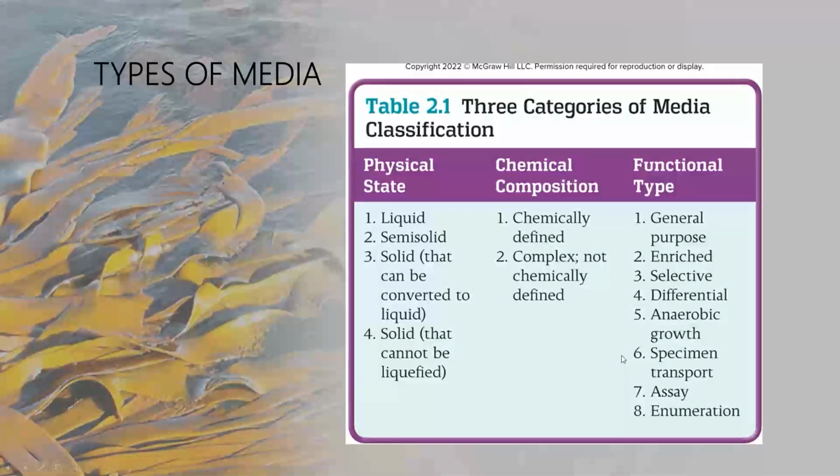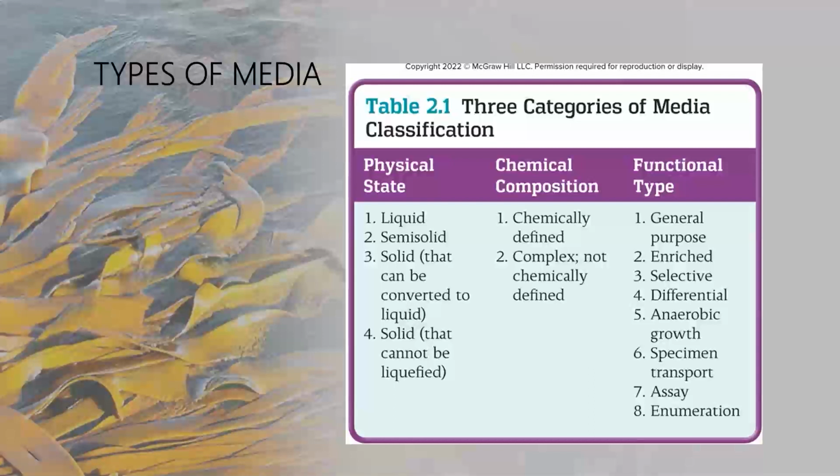There are several different types of media that we can use to get a pure culture and identify what microorganisms are in the sample. We have physical differences in the media, chemical differences, and different functional types. Okay? So our physical ones could be, is it liquid, like a broth? Is it semi-solid, kind of more jello-like, or is it solid, like the agar that we can see the individual colonies on?